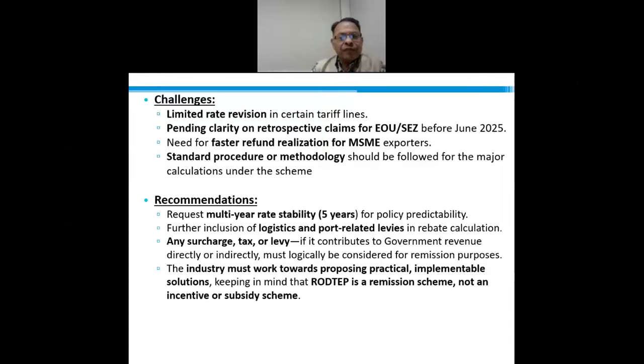And in the long run, the industry must work towards proposing practical implementable solutions, keeping in mind that RoDTEP is a remission scheme, not an incentive or subsidy scheme.